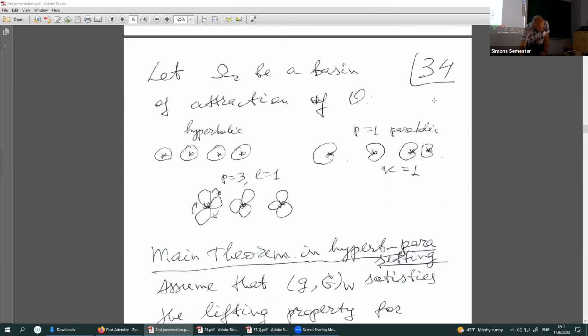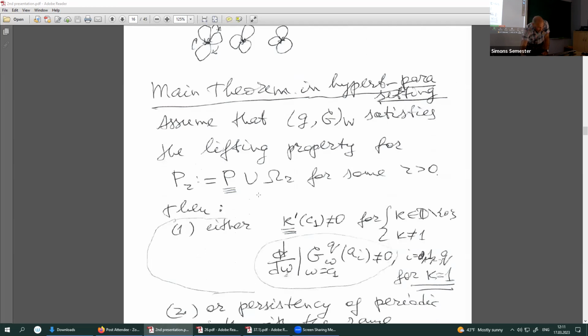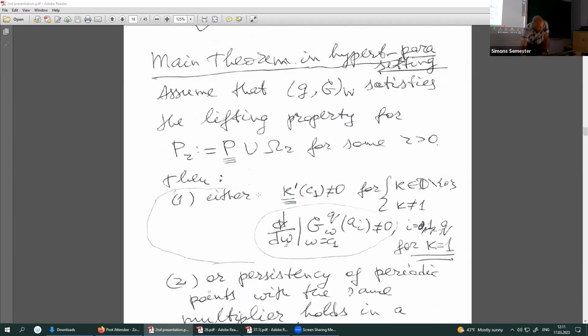Now, then there is this local basin of attraction. In the hyperbolic case, this is just the whole neighborhood of this periodic orbit, and in the parabolic case, this is a petal. Okay, I mean this is this flower, Leau flower. If k is 1, this is just one petal. If k is, say, third root of 1, then this is the picture.